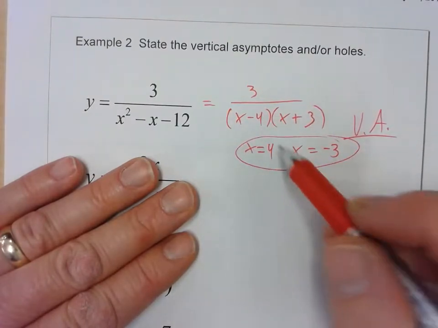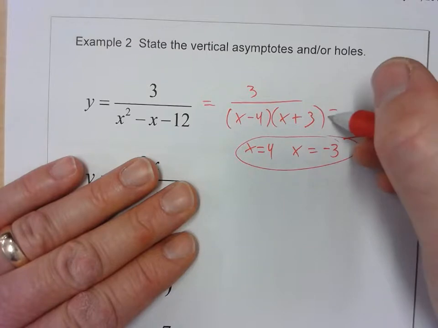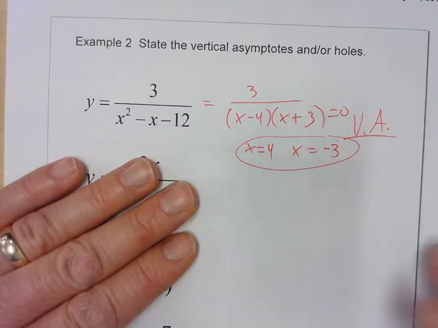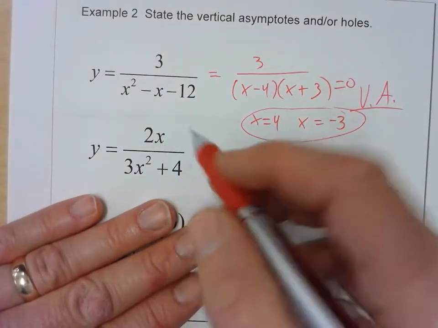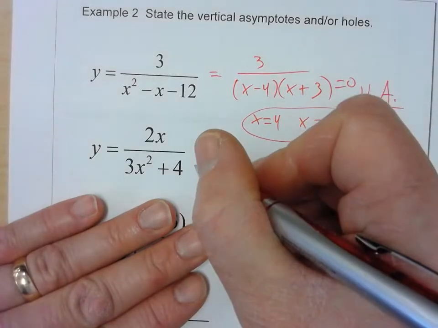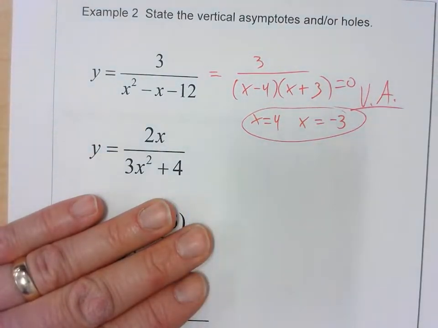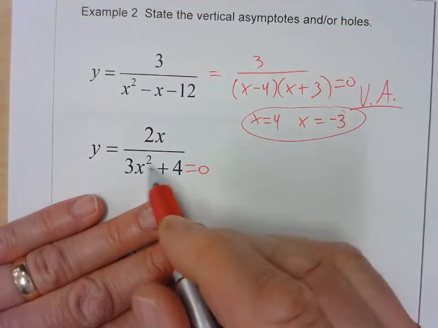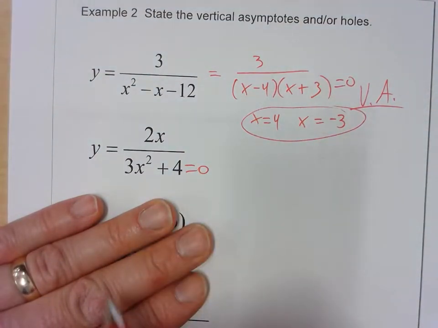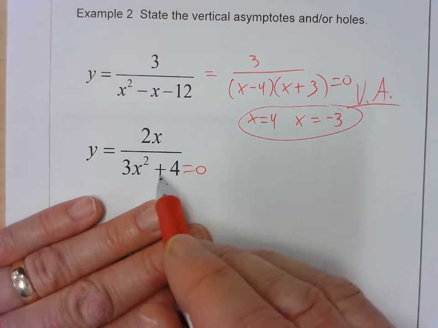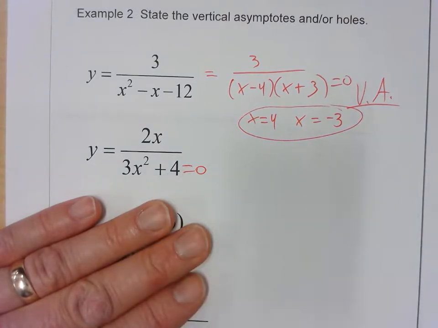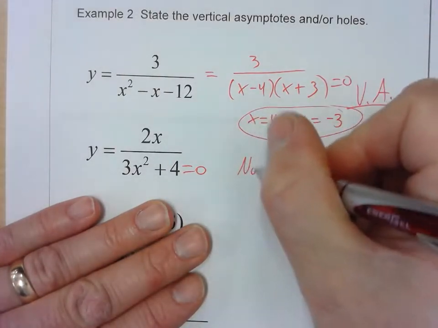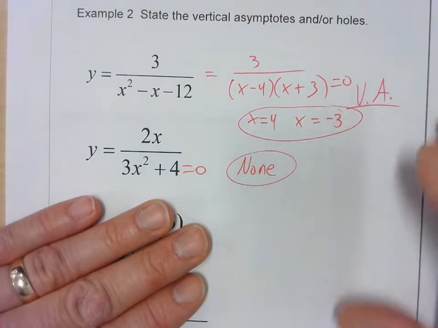But if it's just dividing by 0, right, you set the bottom equal to 0, that's how you find the vertical asymptotes. Here, we factor, and we can't factor it. And then we try and set it equal to 0, and this doesn't equal 0, right? There's no way to make the denominator equal to 0. So there are none. There are no vertical asymptotes.